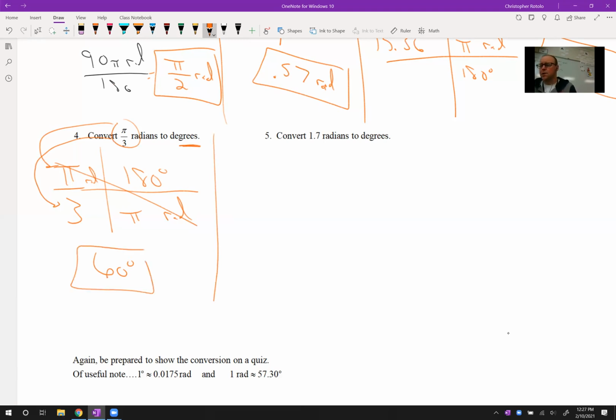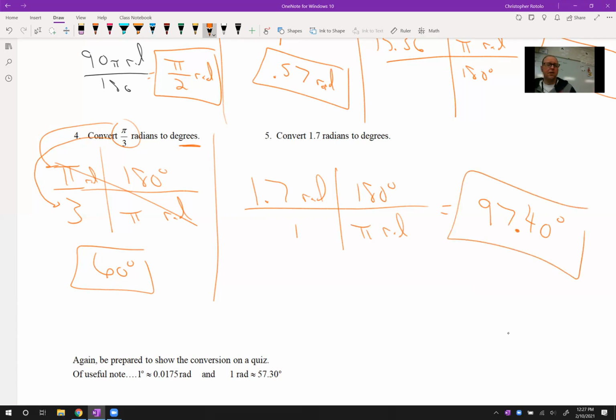All right, just one more to go here. We got 1.7 and it's radians. Okay, we could say that it's over 1. No big deal, so pi radians, and we got 180 degrees. All right, so we got 1.7 times 180. We're going to divide it by pi. It should come out to, if I did my calculation right, you guys let me know in class. If I didn't, 97.40 degrees. Okay, I do want to put the 0 because I'm just rounding off a little bit there.